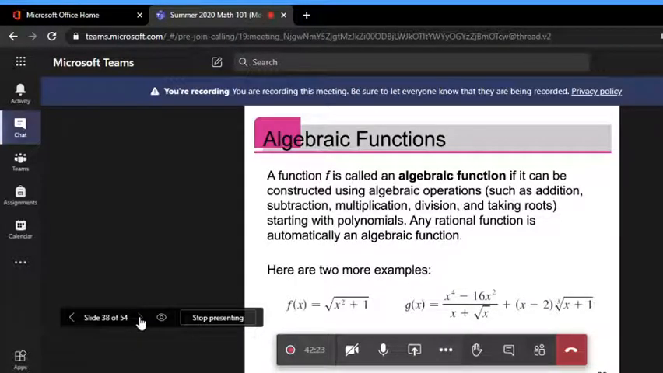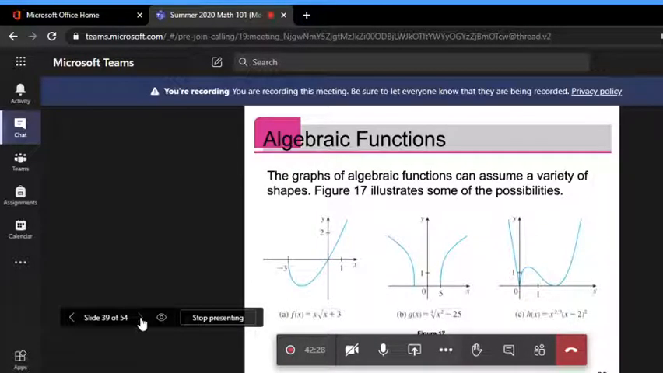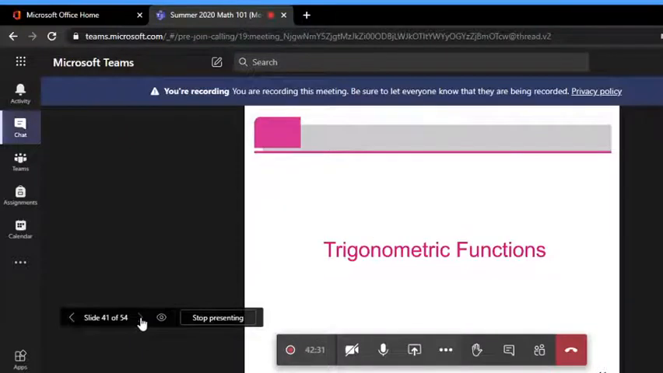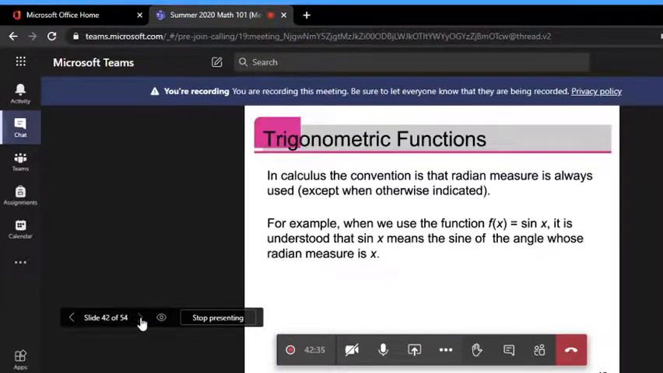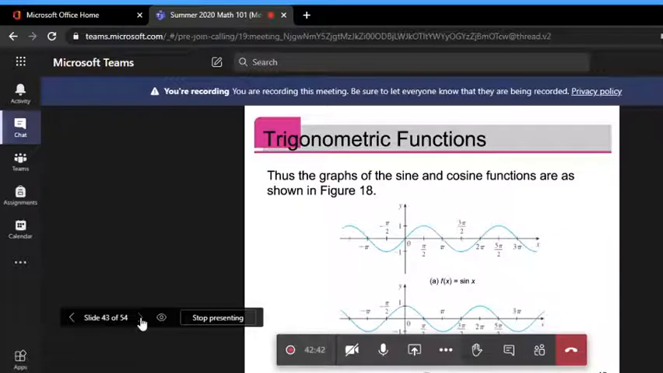So algebraic functions are the ones that are the rest. I'm not going to go into details. Other difficult functions you can consider algebraic functions. And we have trigonometric functions. Trigonometric functions you guys learned from in middle school, high school: sine x, cosine x, these are the trigonometric functions.